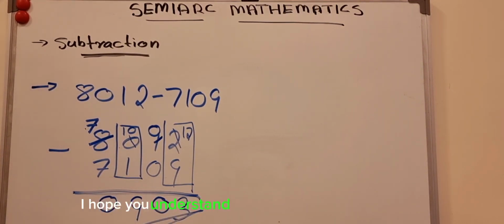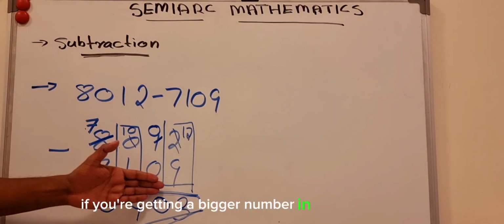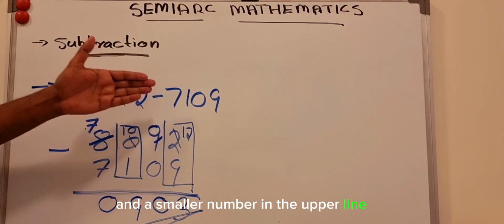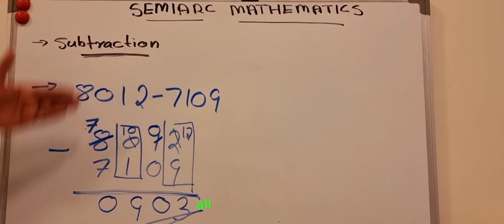I hope you understand the concept of subtraction. Actually, we discussed subtraction of positive numbers. We discussed single-digit numbers, 2-digit numbers, 3-digit numbers, 4-digit numbers, and how, if you get a bigger number in the lower line and a smaller number in the upper line, you borrow from the next level. All this we discussed.